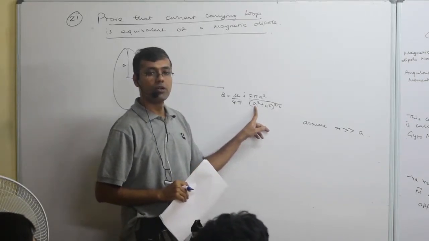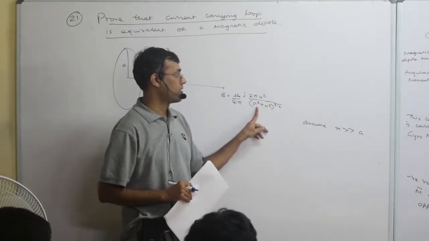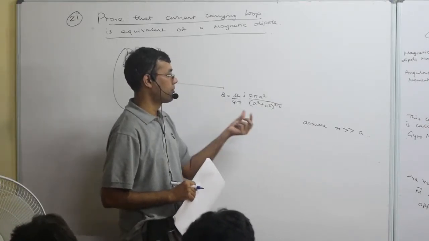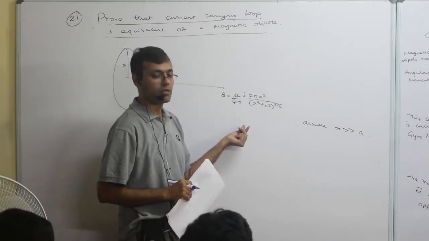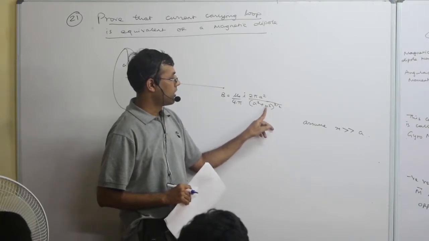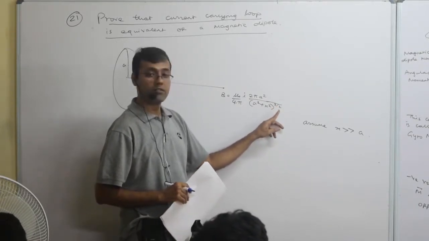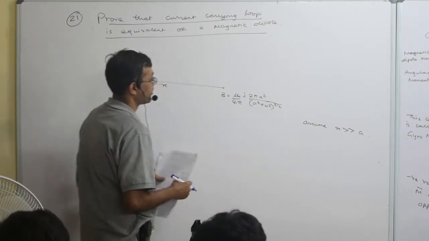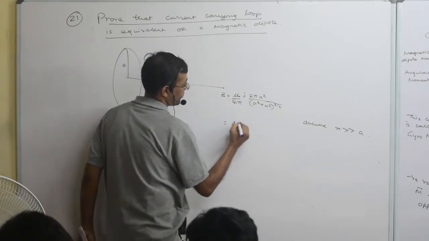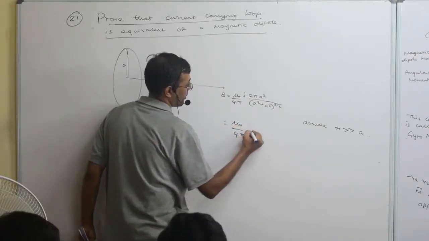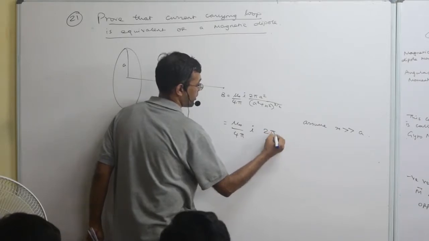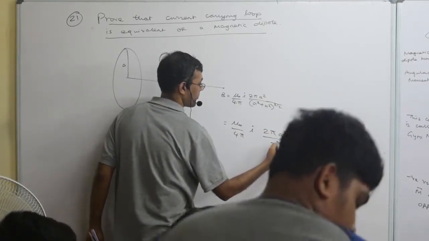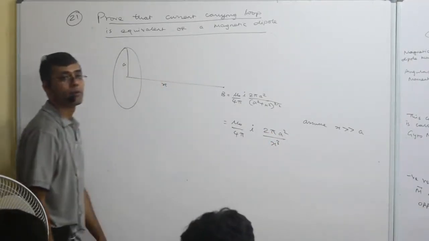I can ignore a square because a is very small. I'm assuming what will happen if this was small. Okay. That means this is gone. X square power 3 by 2, 2 cancels, x cube, right? So I will say mu naught by 4 pi I 2 pi a squared by x cube. Anybody having any issues here?